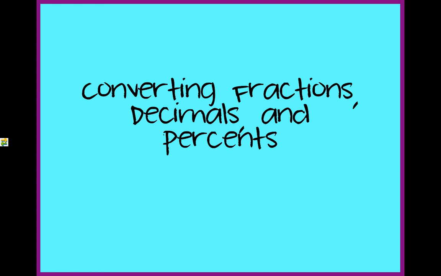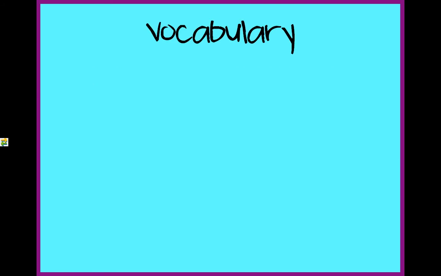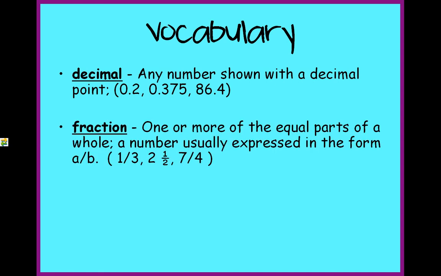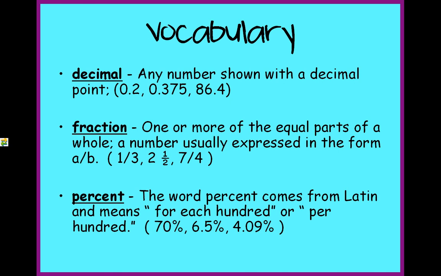Today's lesson is on converting fractions, decimals, and percents. Okay, your vocabulary. A decimal is any number with a decimal point, and there are some examples. A fraction is one or more of the equal parts of a whole, a number usually expressed in the form a over b. A percent, and this is important to know, the word percent comes from Latin and means for each hundred or per hundred.